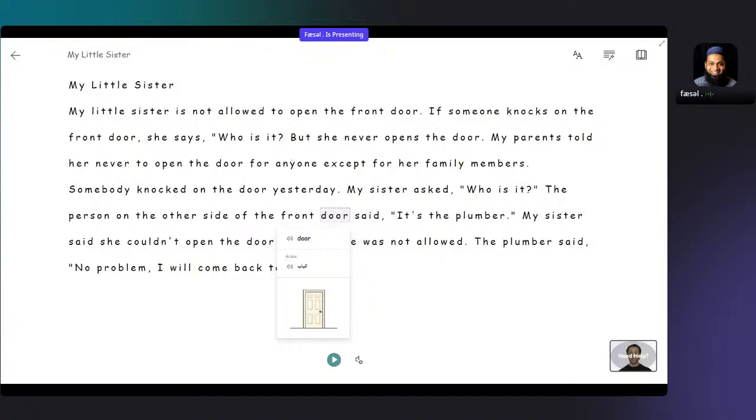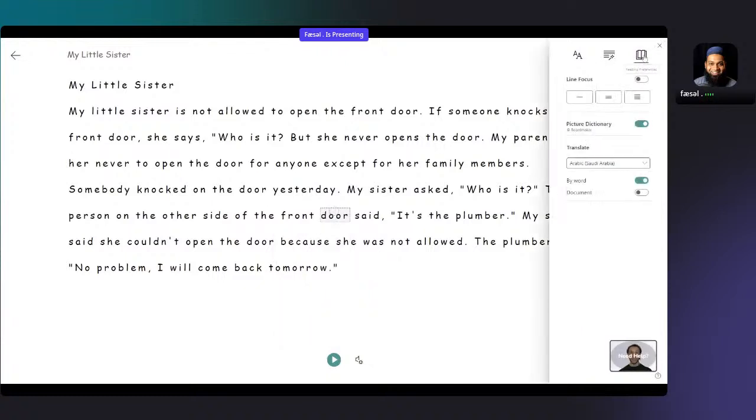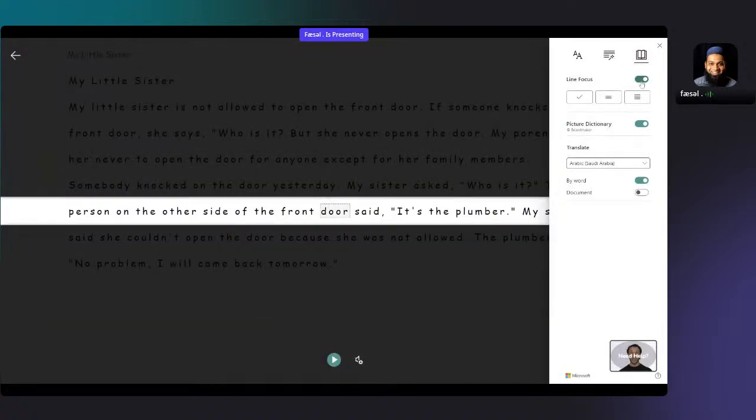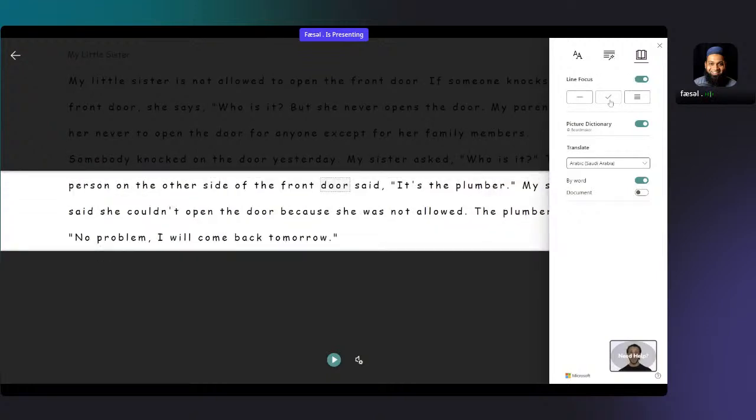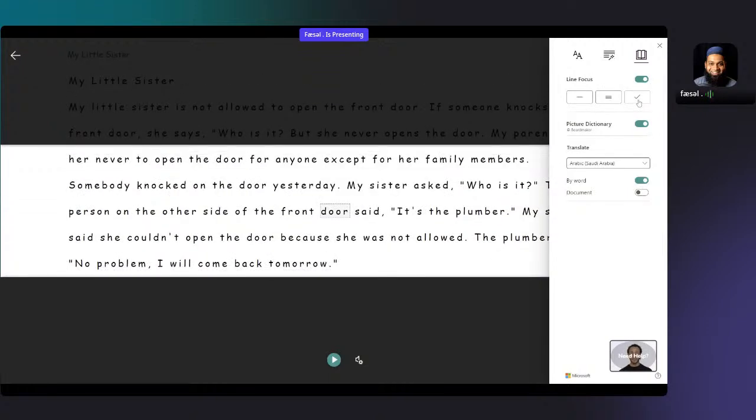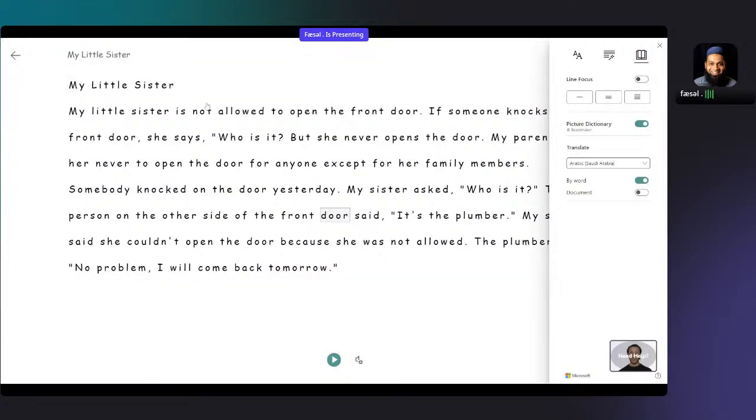Okay. Now the next thing, what else you can do? Look at this, grammar options. Okay. Reading preferences. Let's click on that. You can do the line focusing thing. You can focus just one line. You can focus 3 lines. You can focus 5 lines, or you can focus the whole text.